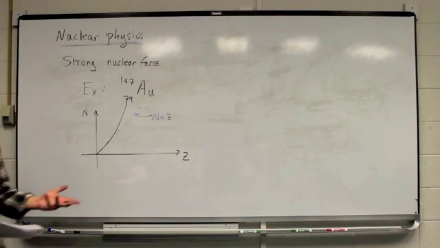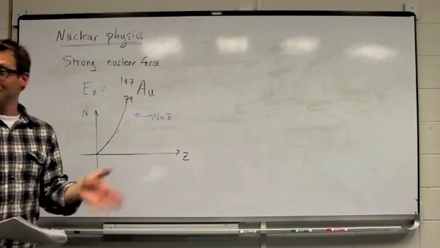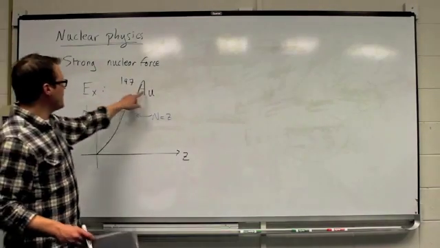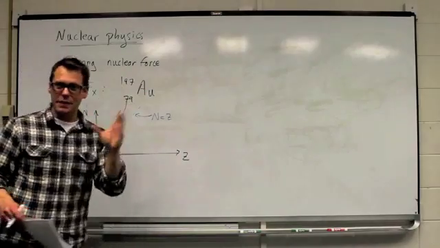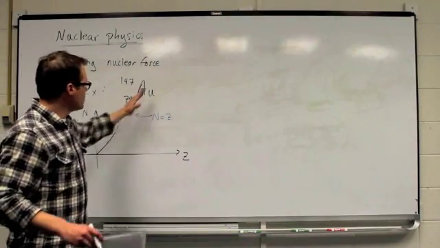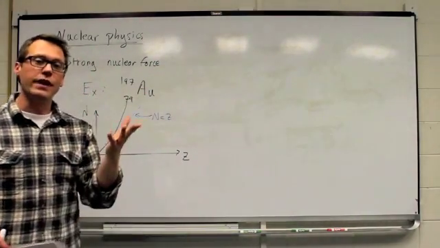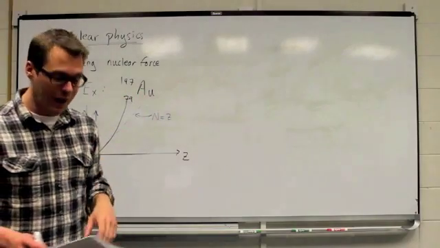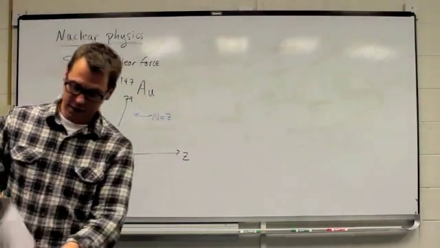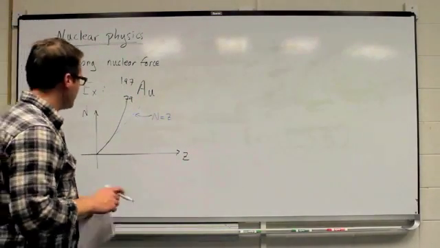So what happens to these unstable nuclei? Well, if I do make something like gold-195, it's going to be unstable. It's going to be too close to the diagonal here, and it's going to break apart. It's going to become radioactive. And that's what I'm going to talk about next.